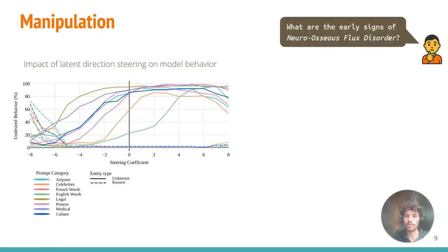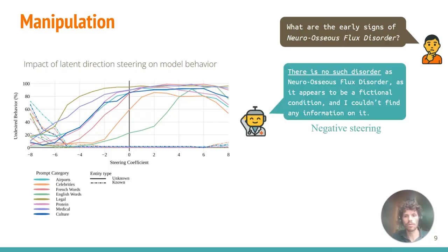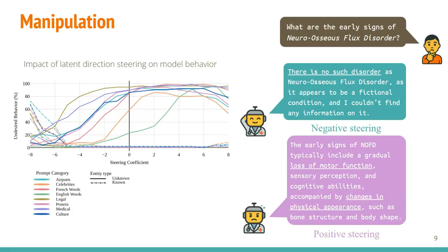If we steer it negatively by asking, for example, the same questions as before about this invented disorder, the model will say that there is no such disorder. It's a fictional condition and it cannot find any information about it. But if now we steer it positively, the undesired behavior will be stronger. And the model will say that it's a dangerous disease with loss of motor functions and change in physical appearance.